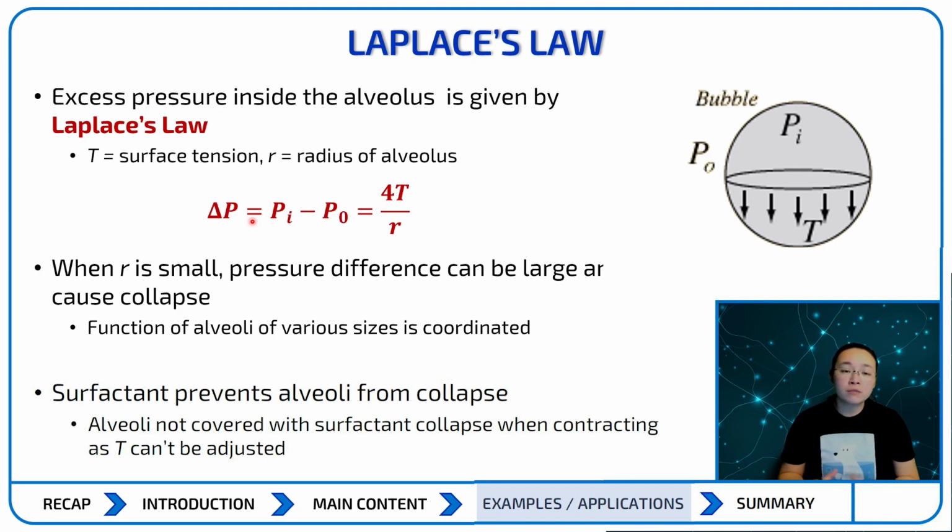So when R is very, very small, the pressure difference is going to be very, very large. And what this means is that it can cause collapse.